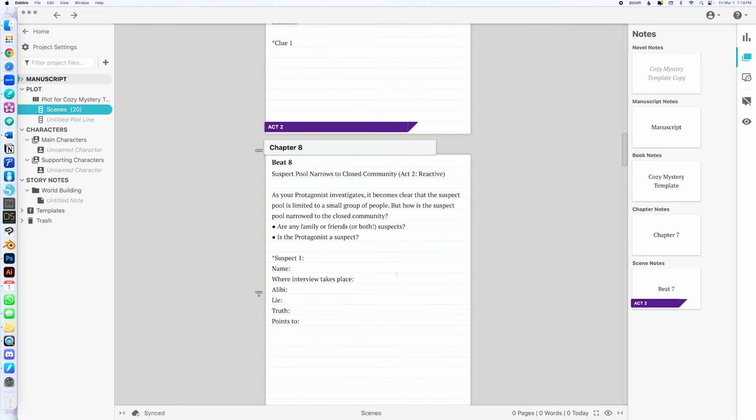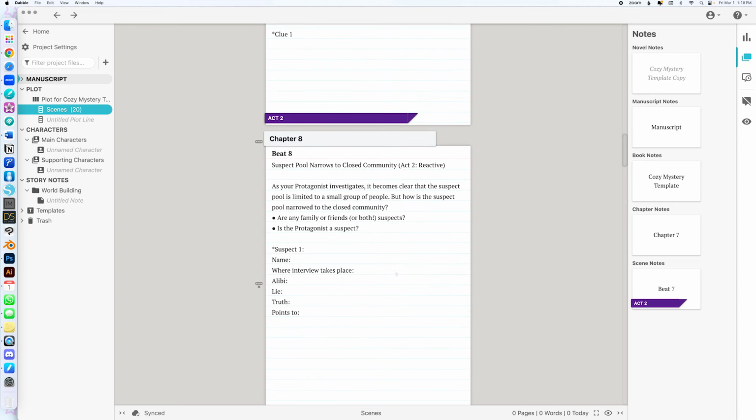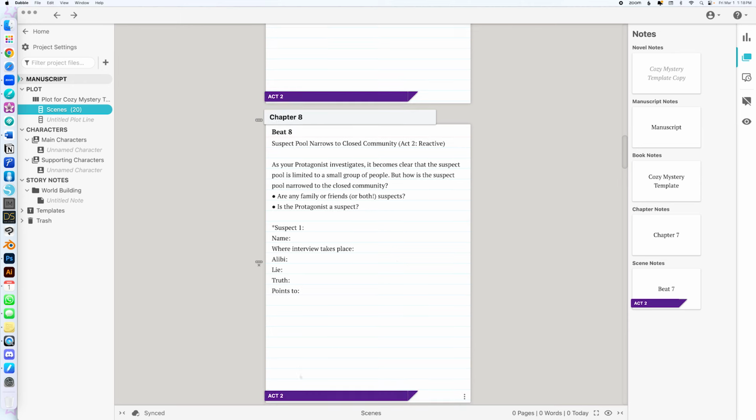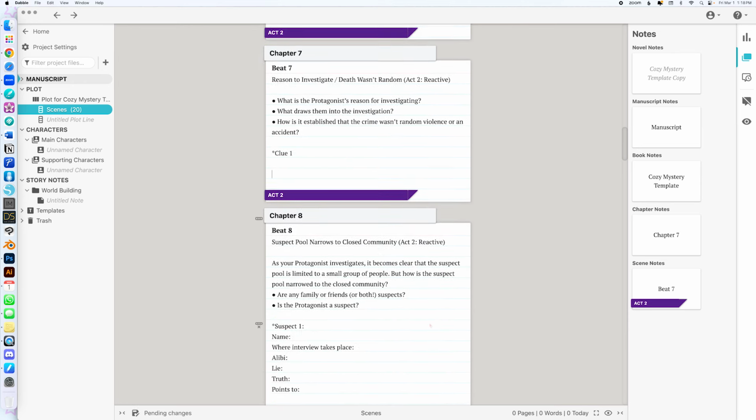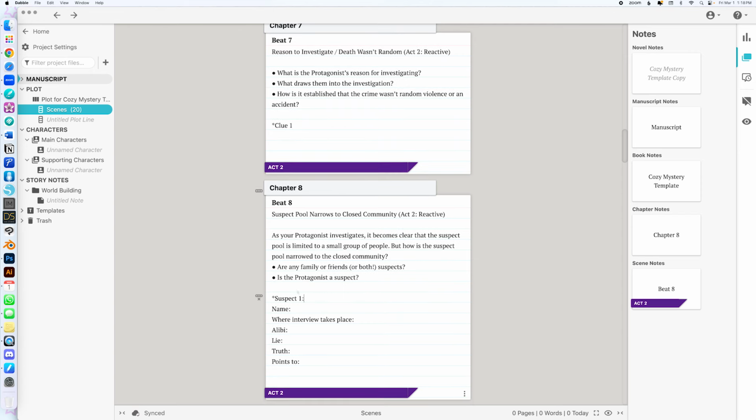So beat 8, still in Act 2. And in this beat, for some reason, we have a lot of extra lines. Oh, it's because I leave lines for myself to write notes. Never mind. So the suspect pool here narrows to the closed community, the cozy community that we have. As your protagonist starts to investigate, it becomes clear that the suspect pool is limited to a very small group of people. But how is the suspect pool narrowed to the close community? Are any of these people friends or family members that are suspects? Is the protagonist themselves a suspect?